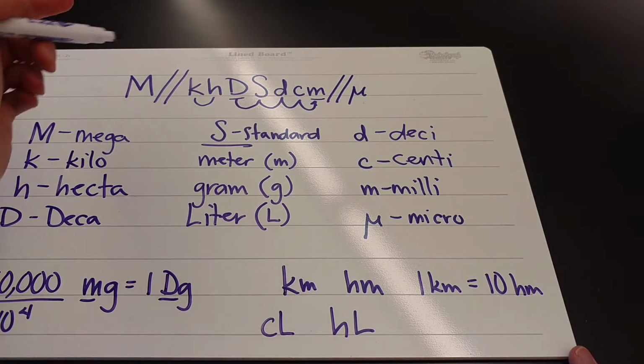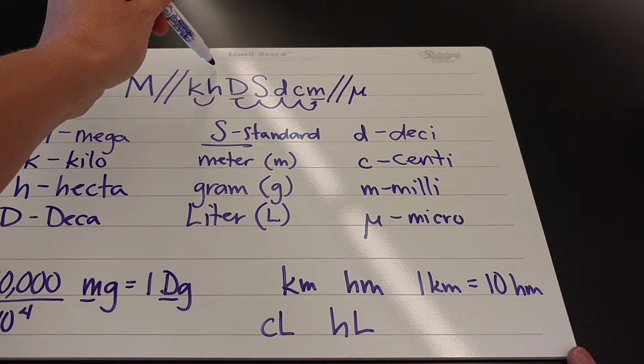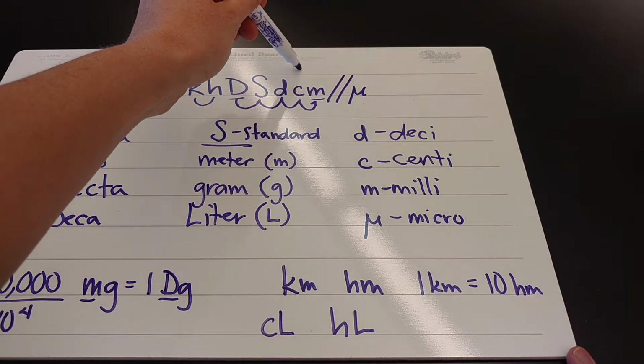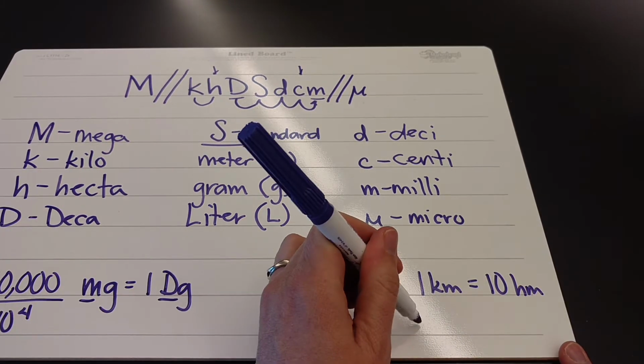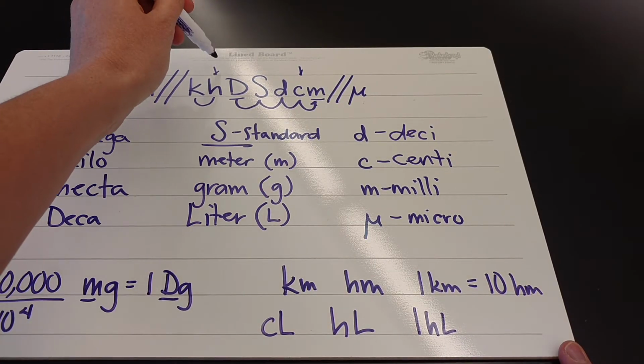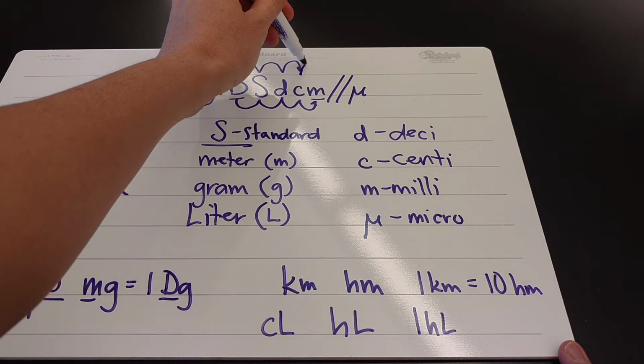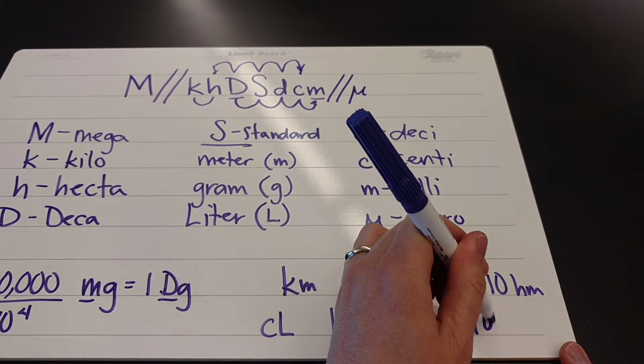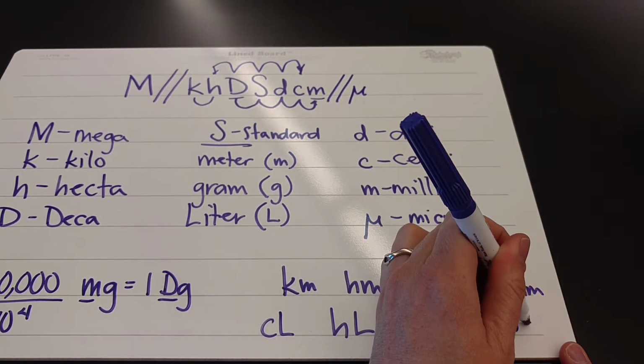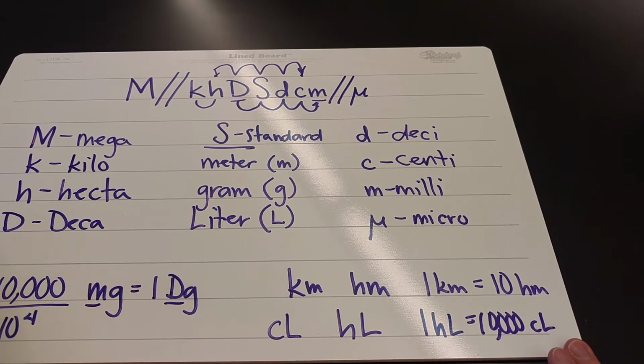Centiliter versus hectoliter. Okay, the hectoliter is going to get the 1 in this case because hecta comes first, and centi is all the way over here. So 1 hectoliter, 1, 2, 3, 4, 10,000 centiliters.